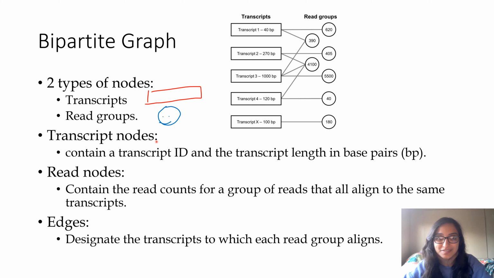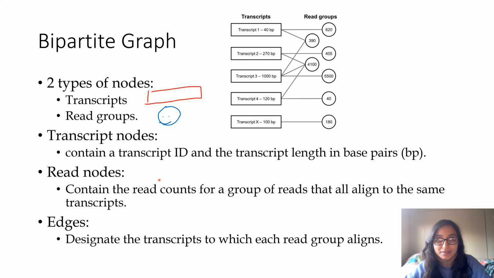So the transcript nodes contain a transcript ID and the transcript length in base pairs. You see here, transcript 1, 40 base pairs. Transcript 2, 270 base pairs, the DNA, where it can be A, T, G, C. Transcript 3 is 1,000 base pairs. Transcript 4 is 120 base pairs. And transcript X is 100 base pairs over here. So that's what the transcript nodes refer to.